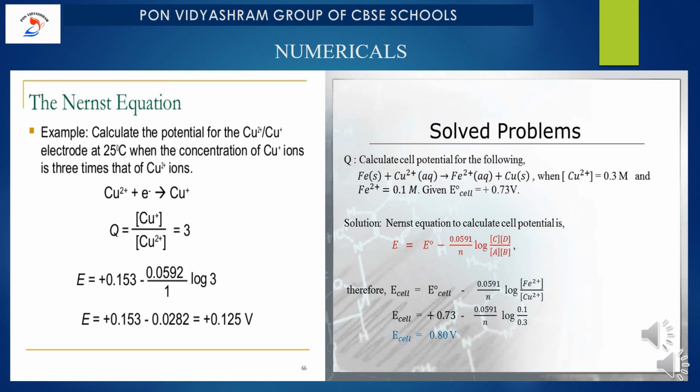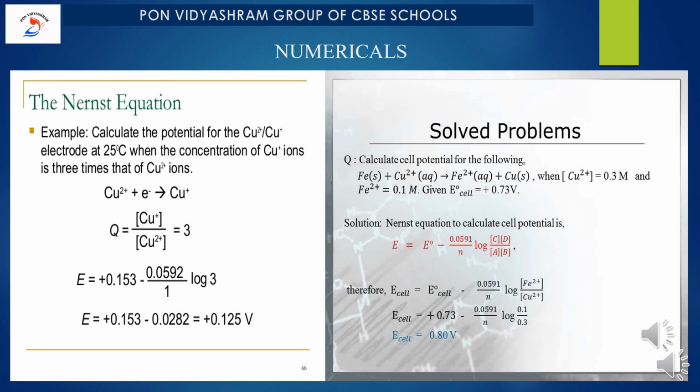So, you will substitute the values along with log 3. When you substitute the log 3 value and multiply with the other value, we will get 0.0282. So, E is equal to 0.125 volt. That is all, very simple.